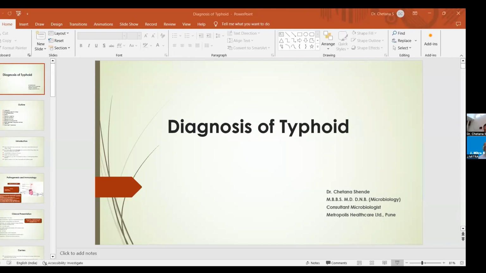So, whether you're a seasoned medical professional, a budding researcher, or simply someone eager to gain a deeper understanding, our aim today is to equip you with the knowledge to better identify, understand, and potentially contribute to the field of typhoid diagnosis.